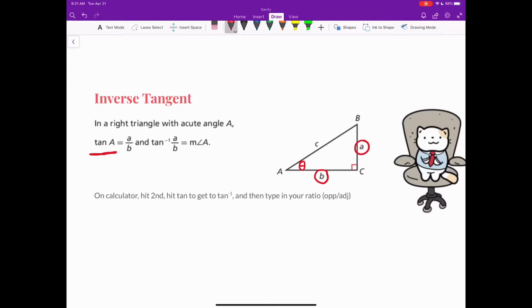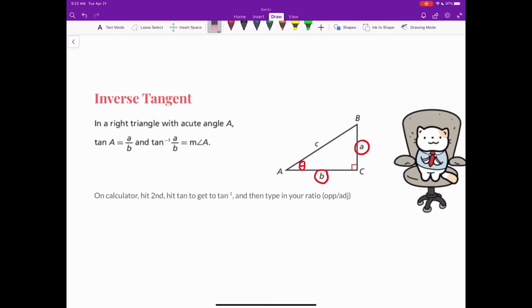So in a right triangle with an acute angle A, tangent of A equals a over b, and the inverse tangent here, right? Inverse tangent, so tangent inverse of the ratio of opposite over adjacent equals the measure of angle A, which is this theta. Okay, so that's that here.